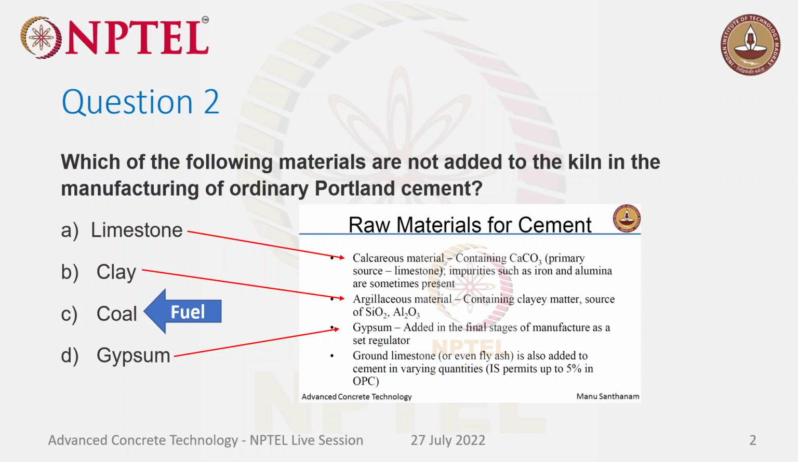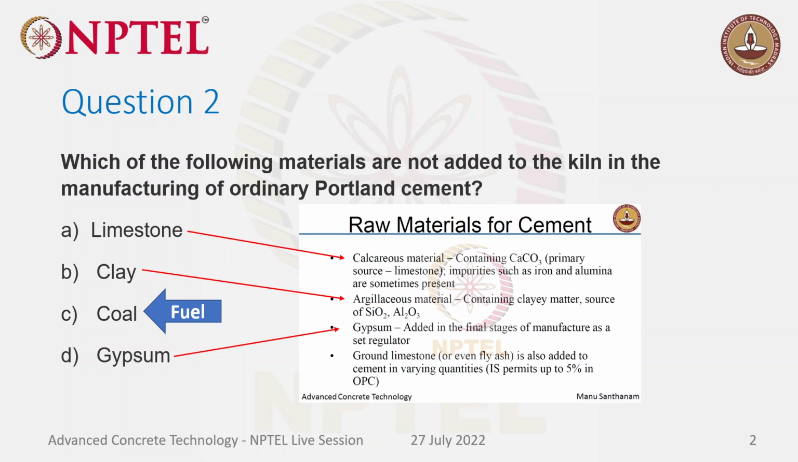It will have some impurities, but it should be a calcareous material. And then argillaceous material, which is mostly clayey matter, so it should have sources of silica as well as alumina. Gypsum is also a raw material, which is added in the final stages of manufacturing and is used as a set regulator. Performance improvers up to 5% can be used. And we know that coal is nothing but a fuel, added to burn these materials.